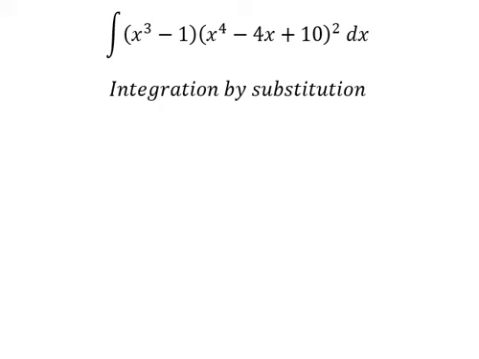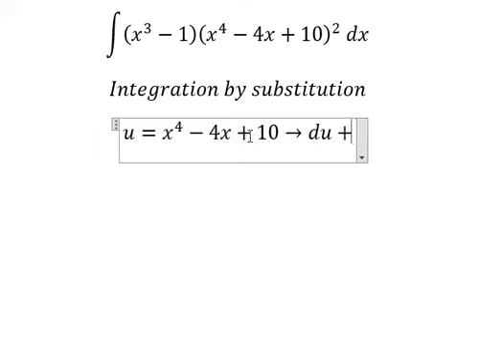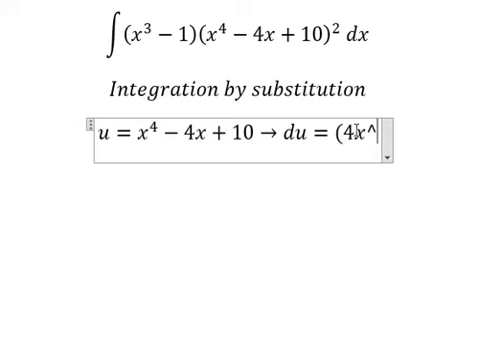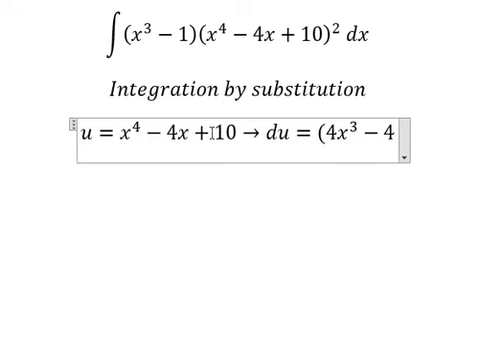So I will put u equals this one. Later, we need to take the first derivative of both sides. This one we have 4x to the power of 3. This one we have number 1, so we have number 4. This one is the constant, so you get 0.